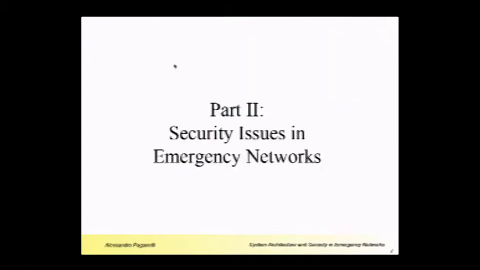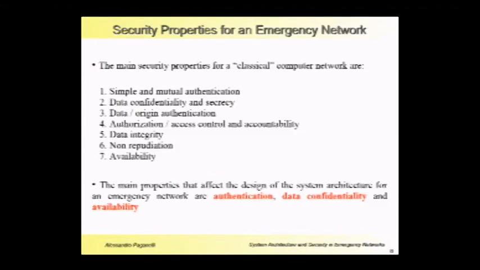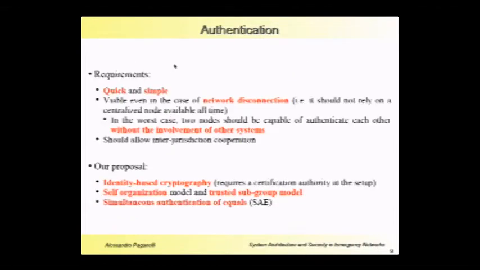Let me move on to describe the second part of the talk, which is about security issues in emergency networks. In this slide, I listed the main security properties for a classical computer network. At a glance, we can say that for an emergency network, the main properties that affect the design of its system architecture are authentication, data confidentiality, and availability. In particular, authentication needs to be quick and simple, and it needs to be viable even in the case of network disconnection. And lastly, it should allow inter-jurisdiction cooperation.